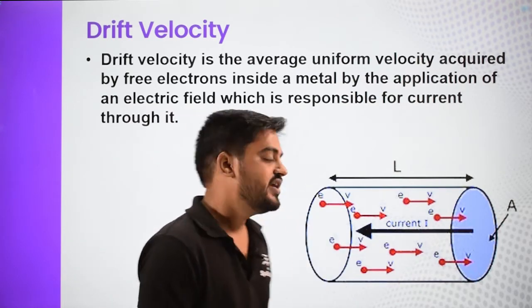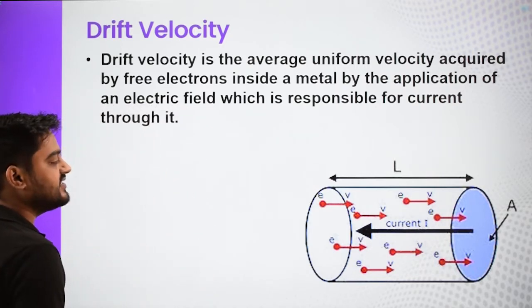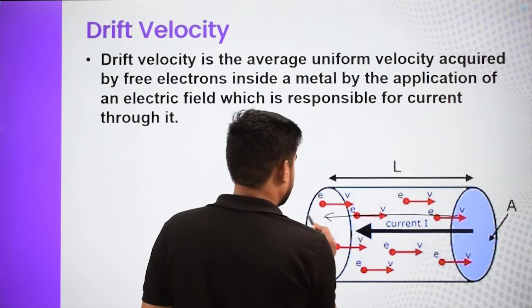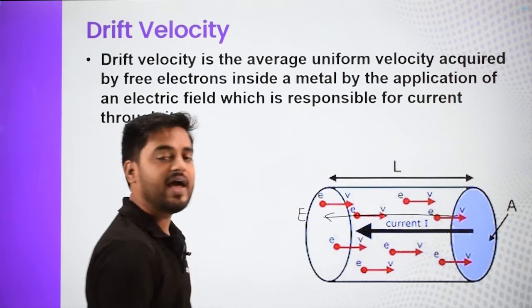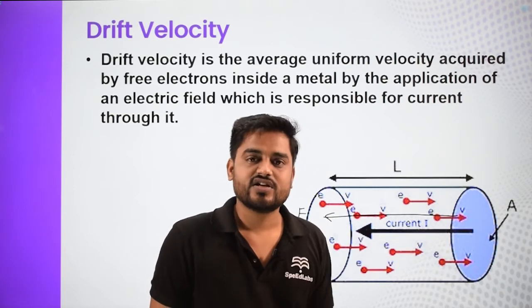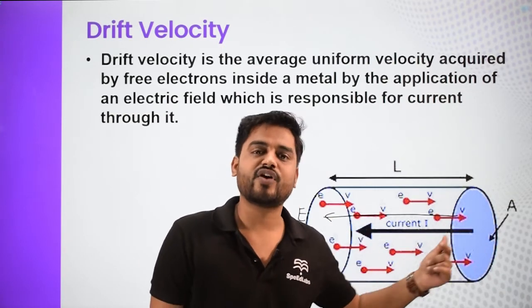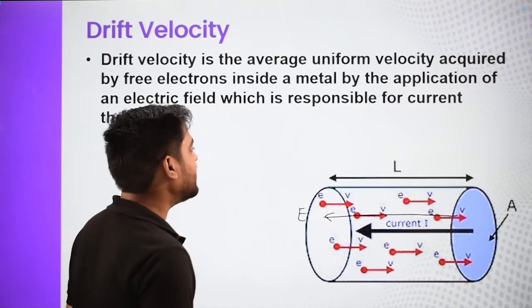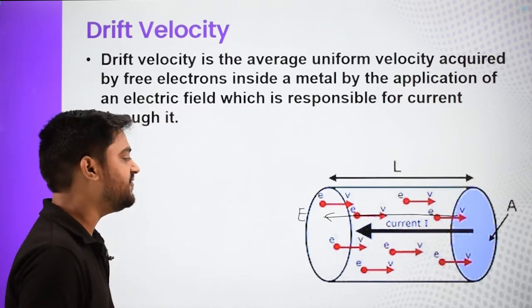Who is responsible for making them move? The electric field. When we apply an electric field across this conductor, for example like this, all these electrons will experience a force in this direction. I am assuming they are moving with a uniform velocity, and that uniform velocity is small v, or you can call it Vd. Vd stands for drift velocity.